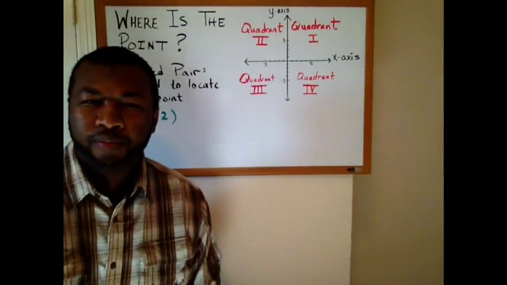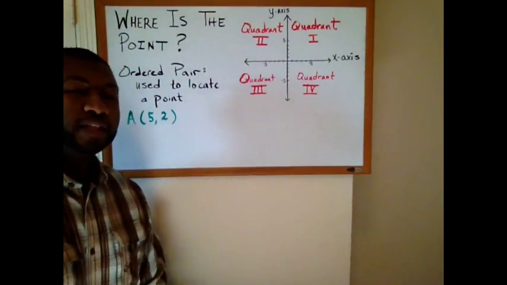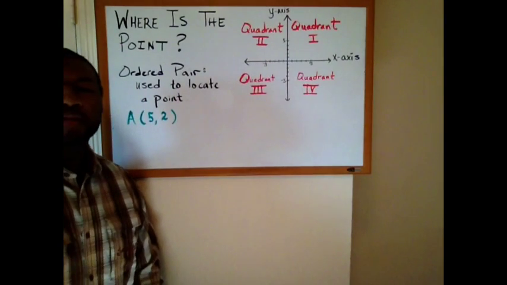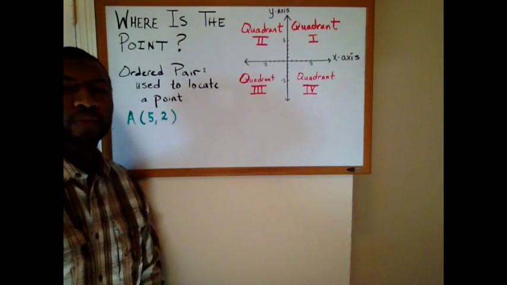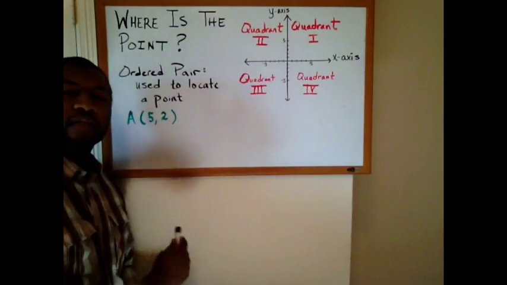Mr. Abdul-Jami here. Back to the lecture at hand. Our essential question is, where is the point? Where is the point, and what do ordered pairs have to do with this? Basically, your ordered pair is used to locate the point.